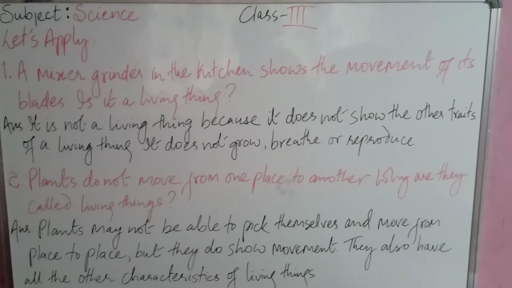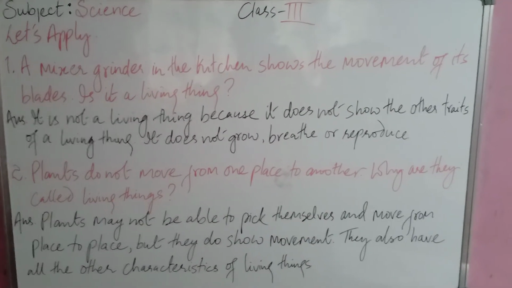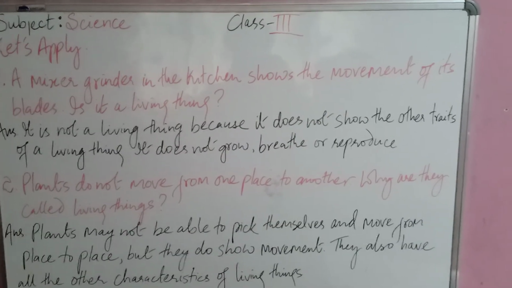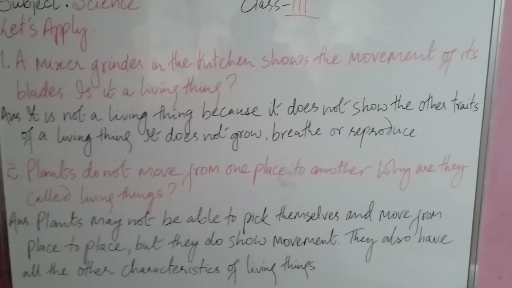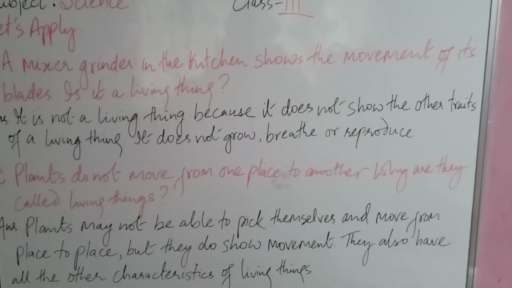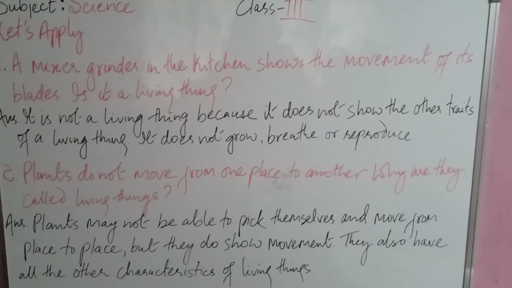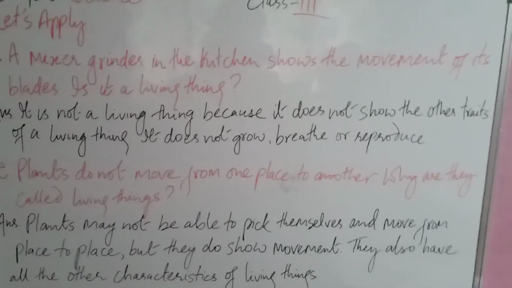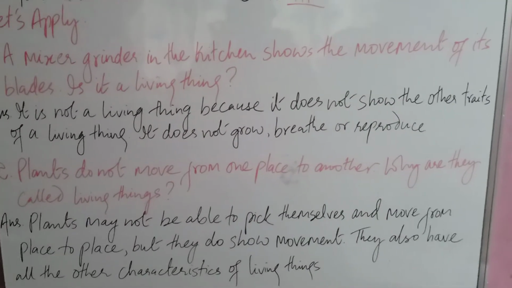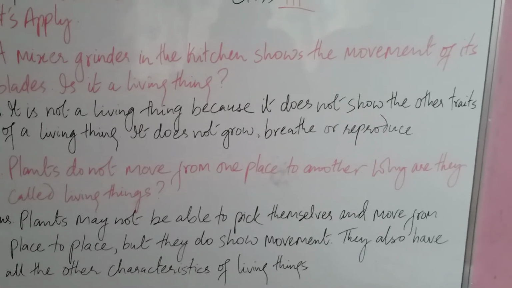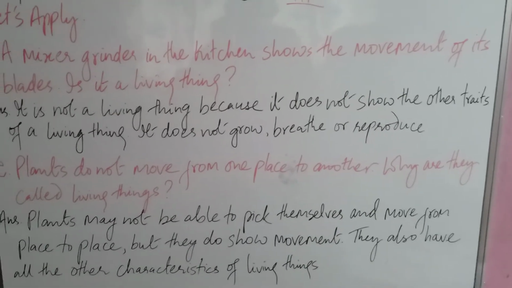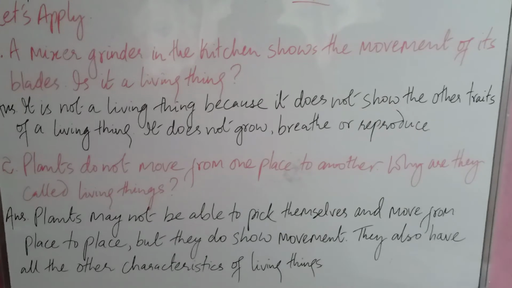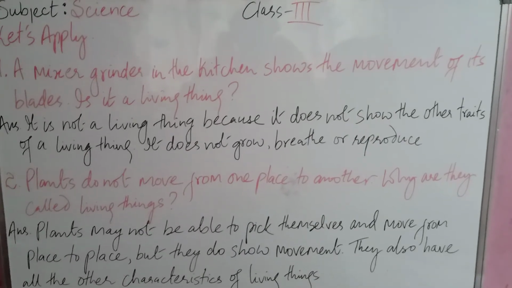Okay. Then we have the next question. Plants do not move from one place to another. Why are they called living things? So in response to that you have to write, plants may not be able to pick themselves and move from place to place, but they do show movement. They also have all the other characteristics of living things. So that much you have to write.